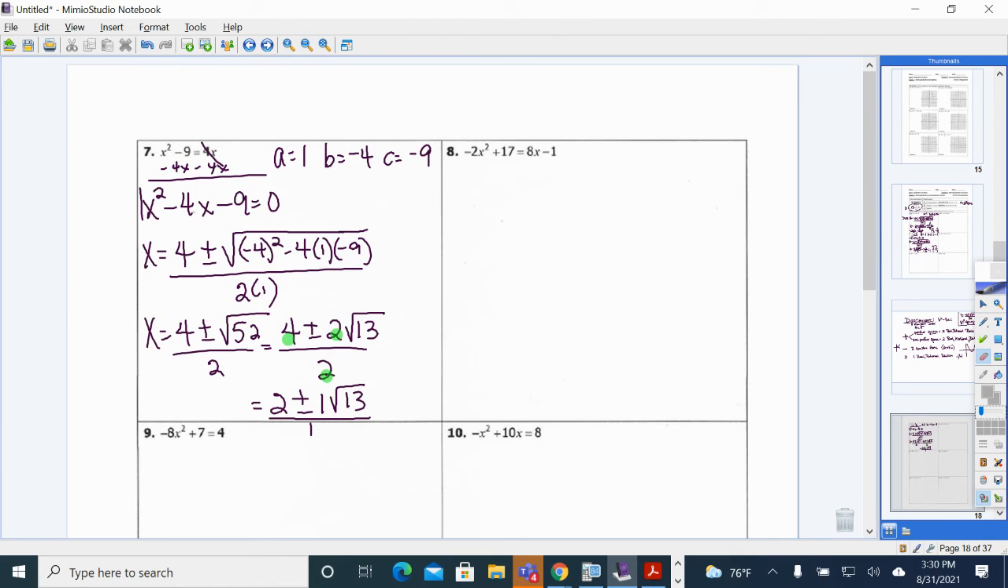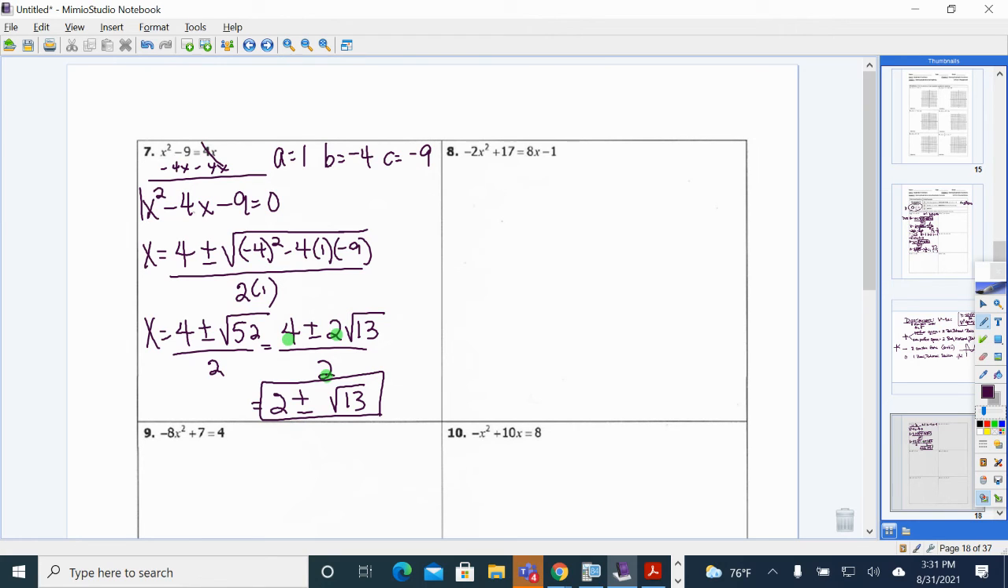The 1 in front of the radical is not necessary. I'm going to erase that. The 1 in the denominator is not necessary, which means my fraction bar is not necessary. So my answer for number 7 is 2 plus or minus the square root of 13.